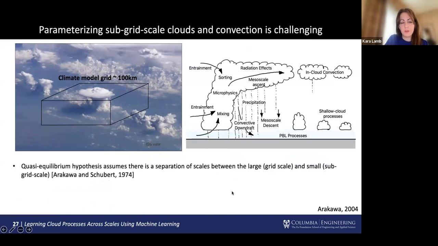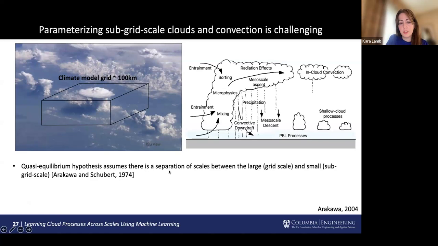And all deep convective schemes really make this assumption of what we call the quasi-equilibrium hypothesis, which assumes that there's a separation of scales between what is happening at the grid scale in the climate model, so the prognostic variables that we track, and what's happening at the subgrid scale, so the unresolved physics that we're not keeping track of.